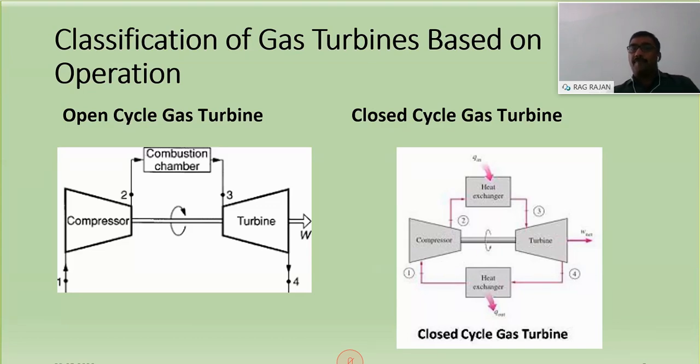Now, in the case of closed cycle gas turbine, all the first three parts are the same. There is a compressor, heat exchanger. The heat exchanger is exactly the combustion chamber. It is given as a heat exchanger, but it is a combustion chamber. You are supplying heat. Then in the turbine, there will be expansion. After the expansion, the exhaust gases are again going to the compressor. So that is a closed cycle gas turbine.